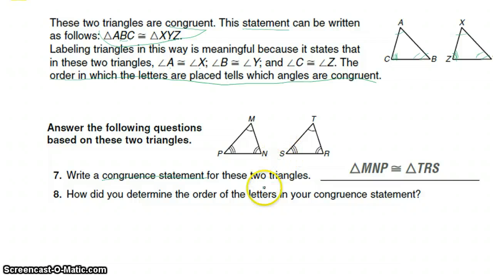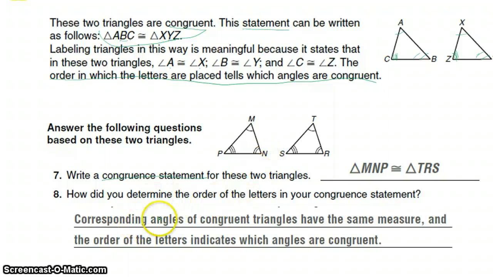So how'd you do? And how did you determine the order of the letters in your congruency statement? Did you do what I did? Corresponding angles of congruent triangles have the same measure, and the order of the letters indicates which angles are congruent. All right, so that's a look at how we read our labels and how we can compare 2 triangles that are congruent to each other. Bring this to class and we'll discuss this more in detail.